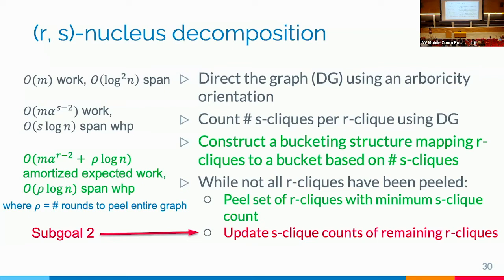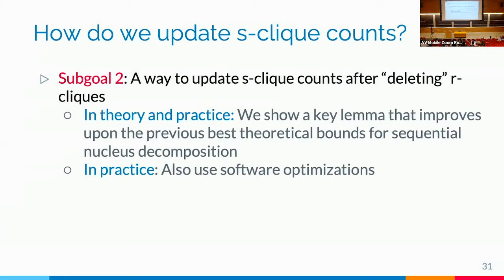So now I'll move on to talking about the second subgoal, where we want to update the s-clique counts of the remaining r-cliques. So in theory and in practice, we basically show a key lemma that improves upon the previous best theoretical bounds for even sequential nucleus decomposition, which I'll talk about here. And in practice, we also include some other software optimizations that I won't have time to talk about. So let's talk more about this key lemma.